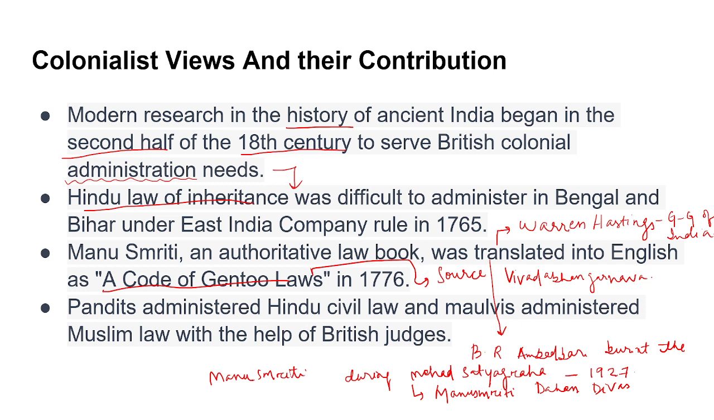फाइन. Then, so the Pandits who were associated with the British judges to administer the Hindu laws, Pandit जो थे वो Hindu civil laws के लिए थे, and Maulavis were there to administer the Muslim laws, right, with the help of the British judges. So इसके हिसाब से can you now get idea कि धीरे धीरे करके कैसे एडमिनिस्ट्रेशन को वो लोग स्ट्रॉन्ग करने लगे?